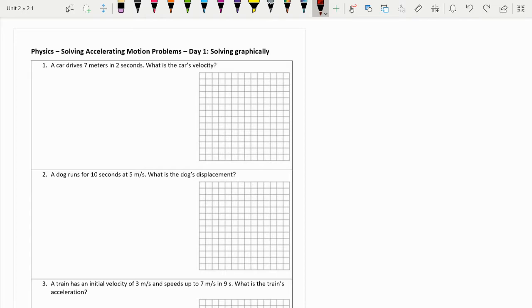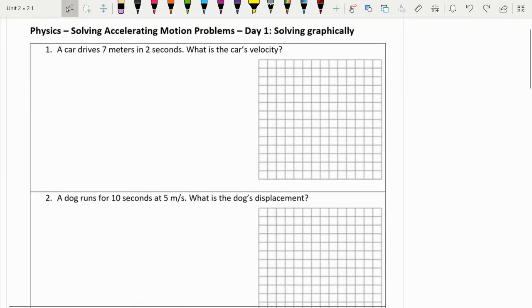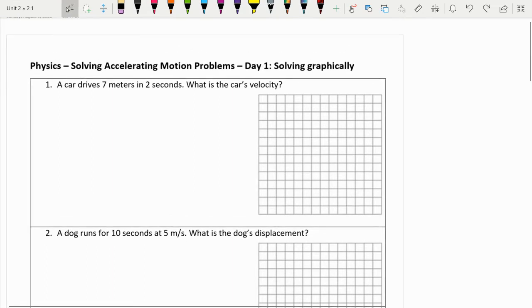So we're going to go ahead and start with number one. It says that a car drives 7 meters in 2 seconds. What is the car's velocity? So really we're just getting started with some basic problems just to get our head around how we can solve this by looking at it with a graph.